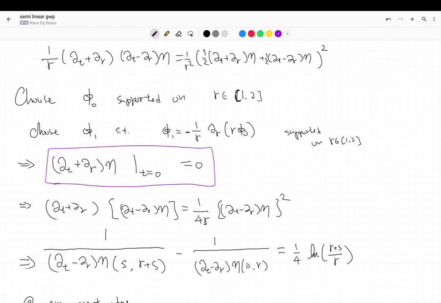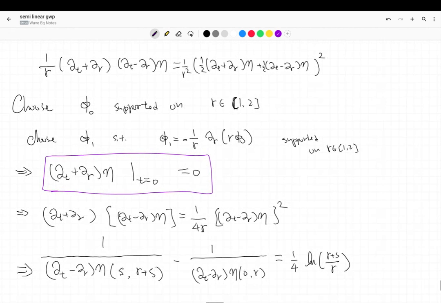Pretend for now, okay? If that were the case, then we can write the equation essentially as an ODE. The equation saying ∂t plus ∂r of η is going to be 0. This term goes away, and we have only (∂t minus ∂r)η quantity squared. So the ODE satisfied by (∂t minus ∂r)η is: (∂t plus ∂r), a derivative in the ∂t plus ∂r direction, of it is equal to 1 over 4r times (∂t minus ∂r)η itself squared.